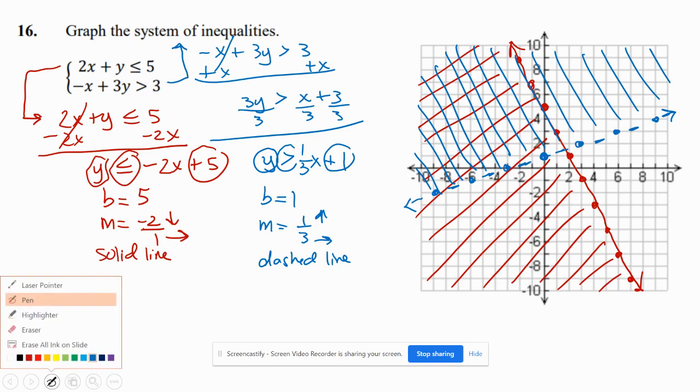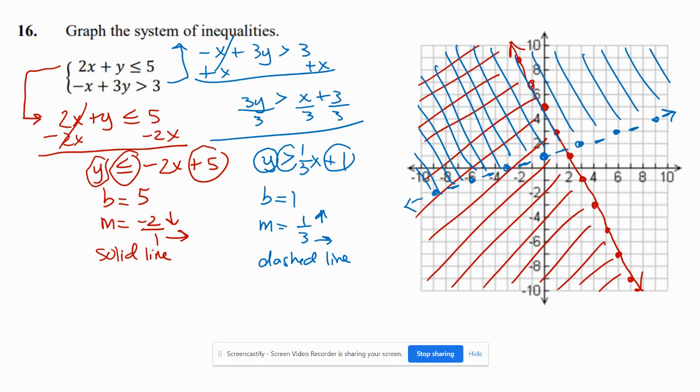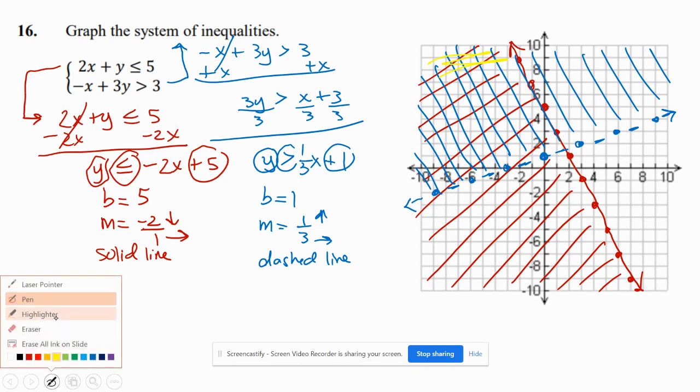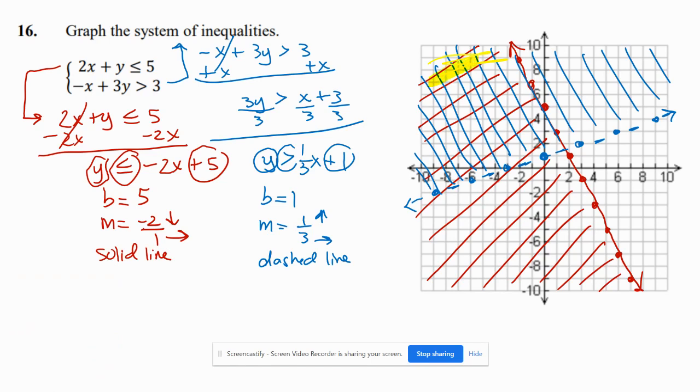And then to make my solution region, my answer, very clear, I was supposed to have a highlighter. Didn't quite work out. I'm going to want to highlight the area that gets shaded by both colors. And there you go.